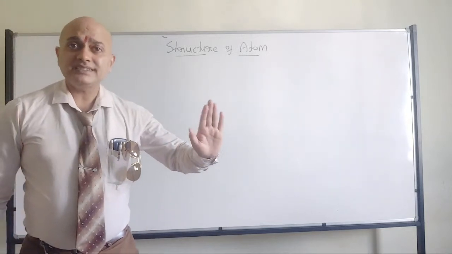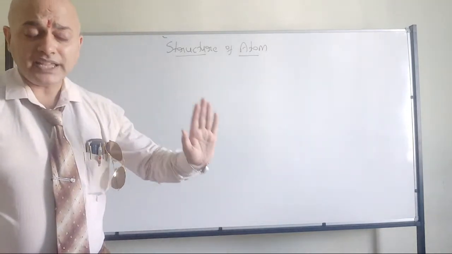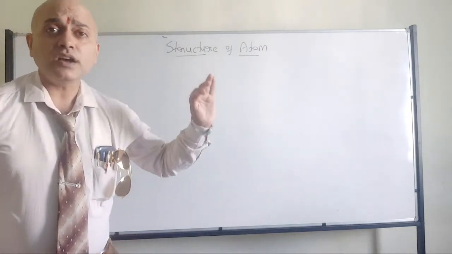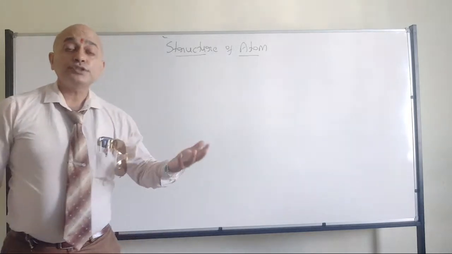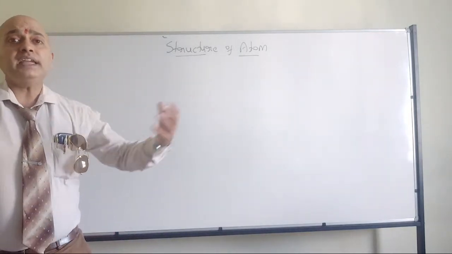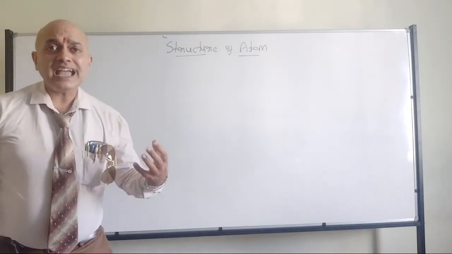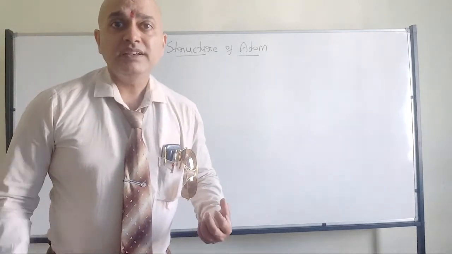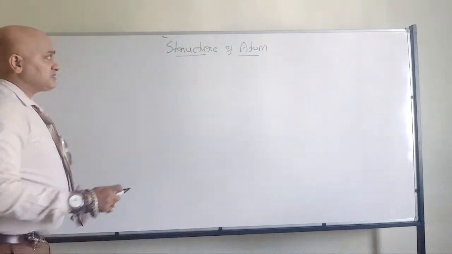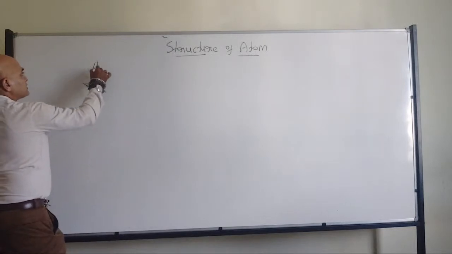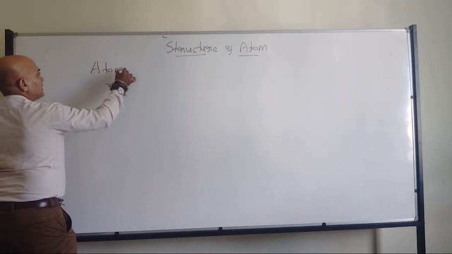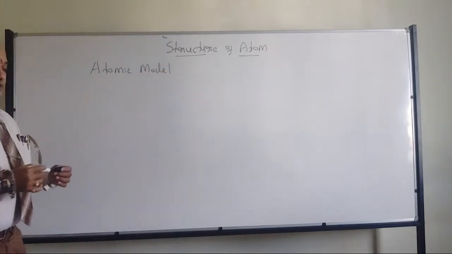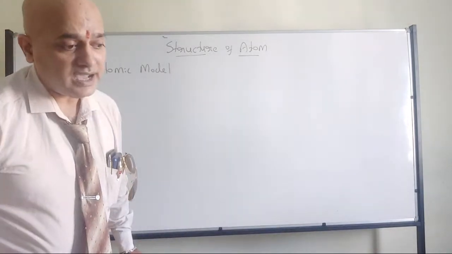Now once the history is done, once people came to know that there is the existence of electron, proton and neutron, the question here is how they will be arranged. What exact arrangement of these electron, neutron and proton will happen? So now we are going to discuss atomic models. Different atomic models are there.